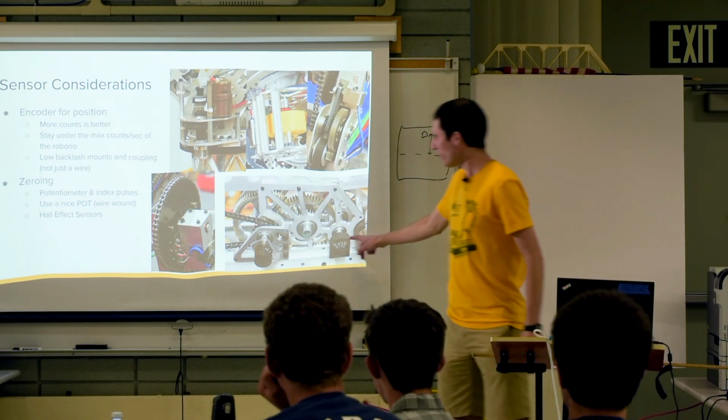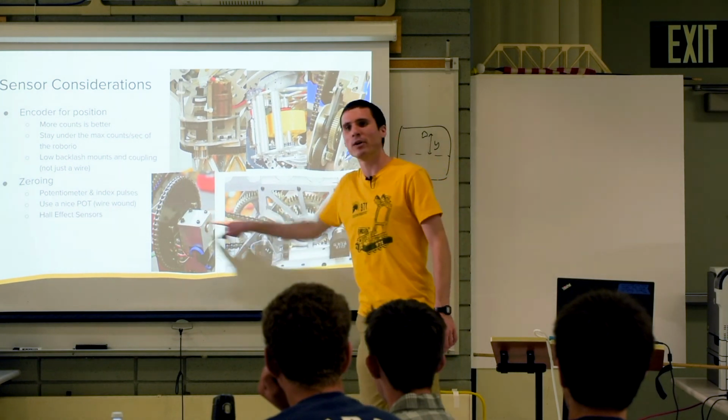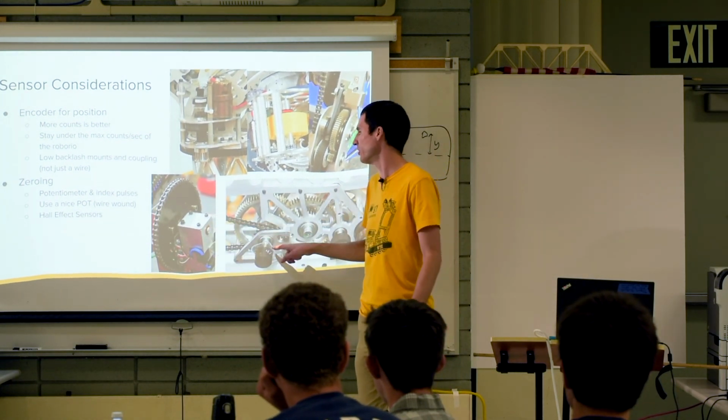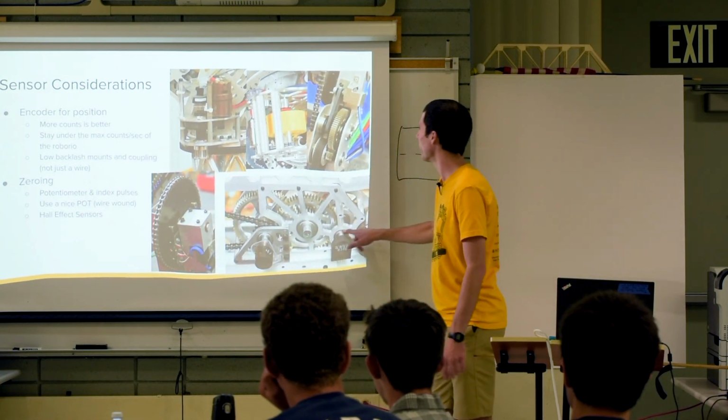Just to be clear, this is a potentiometer here. We put it near our outputs, so we matched the number of turns on the potentiometer to how far we expected the output to go, so we didn't exceed the potentiometer. And then further up towards the motor, we had our encoder there.